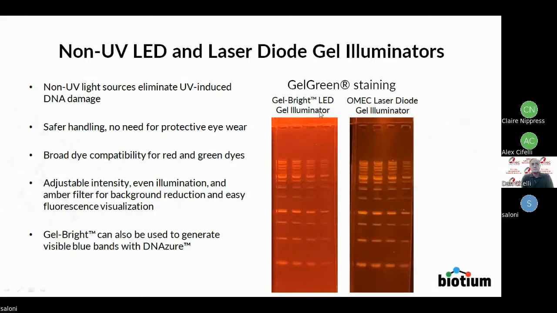Both devices can be used for red and green dyes, so they can be used to image both GelRed and GelGreen. Both devices come with an adjustable intensity that can be modulated. You can get even illumination, and they come with an amber filter, so you can get rid of the background and easily image the gels using just your cell phone camera. The Gel Bright can also be used to generate visible bands with DNA Azure, which I'll be talking about in the next slide.